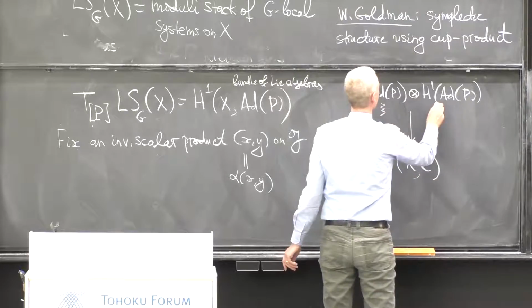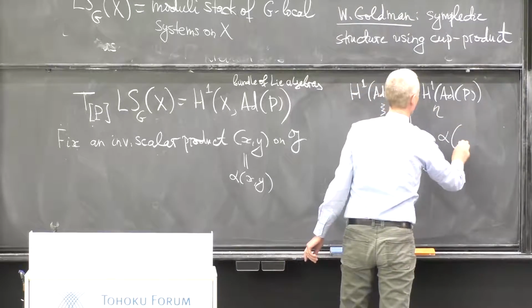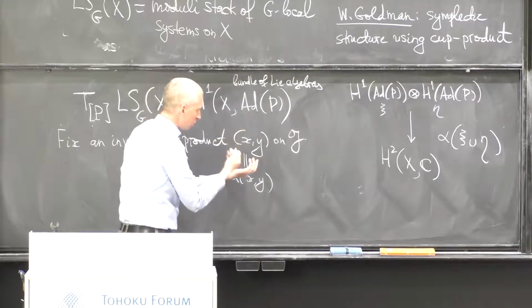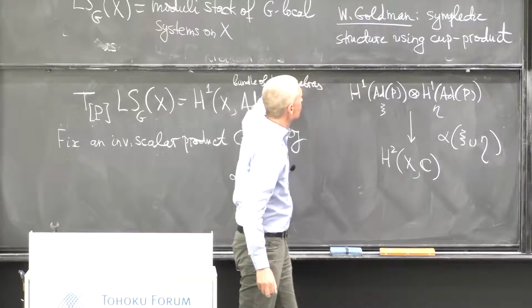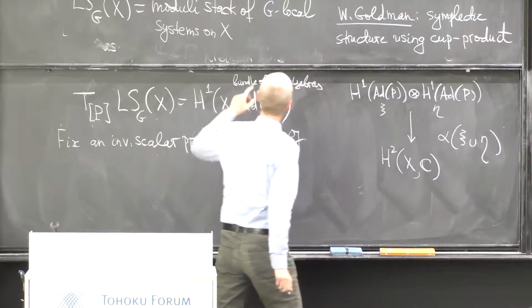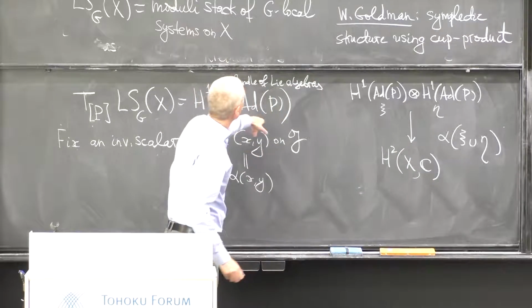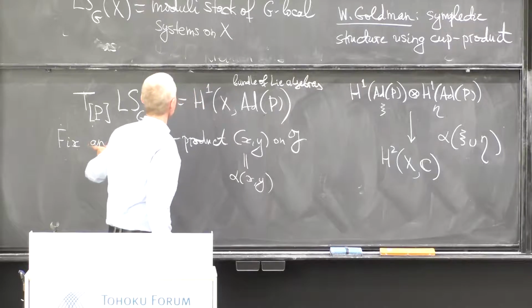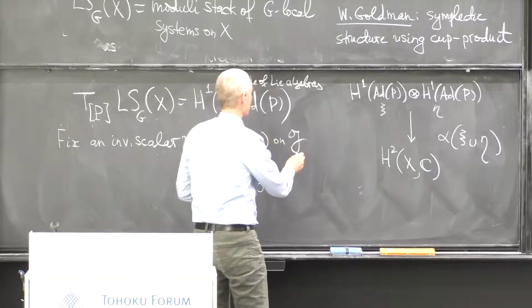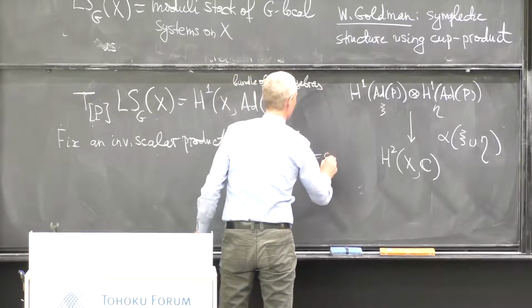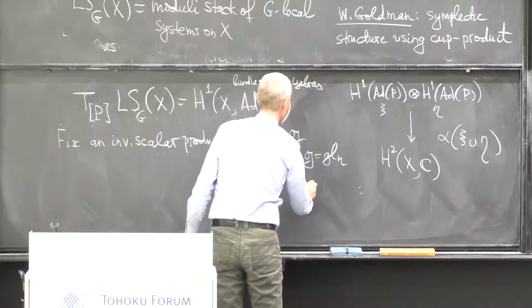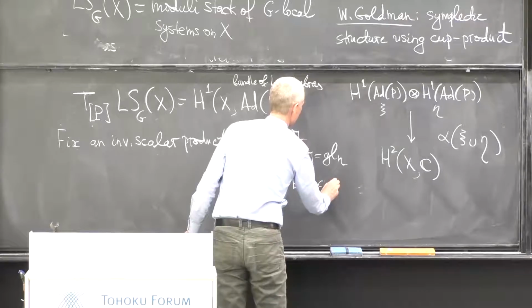So more or less, the formula would be something like this: ψ and η would go into α of ψ cup η. So we first take the cup product and then apply α. Here I'm cheating a little because the fibers are not really identified with the algebra, but they are identified under conjugation. And if you have an invariant scalar product, then it's okay. So in particular, for G equals GL_N, we simply have E, a local system of vector spaces.